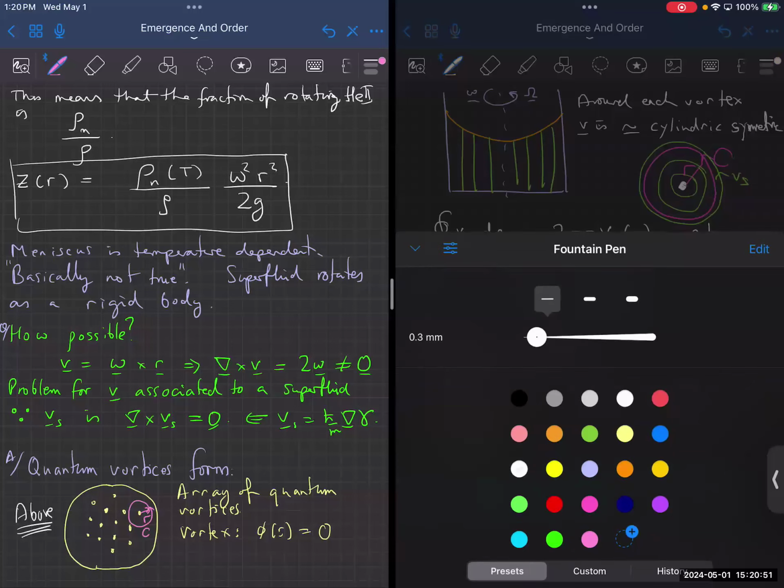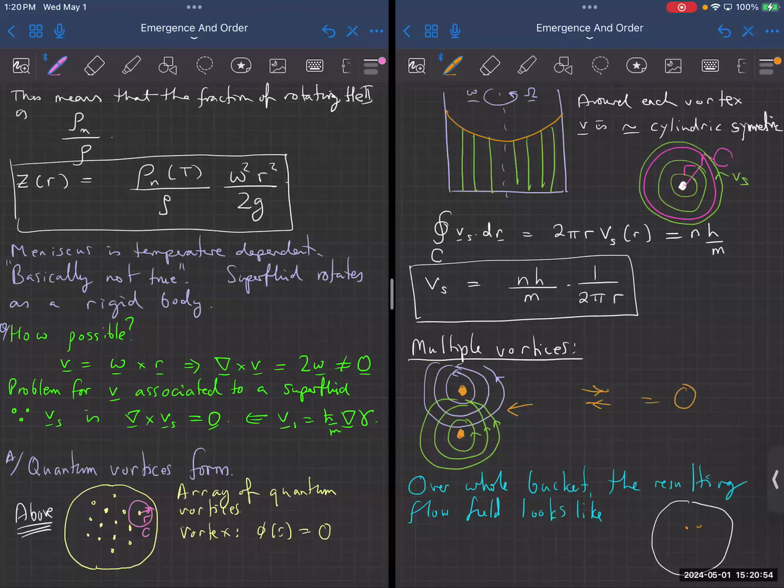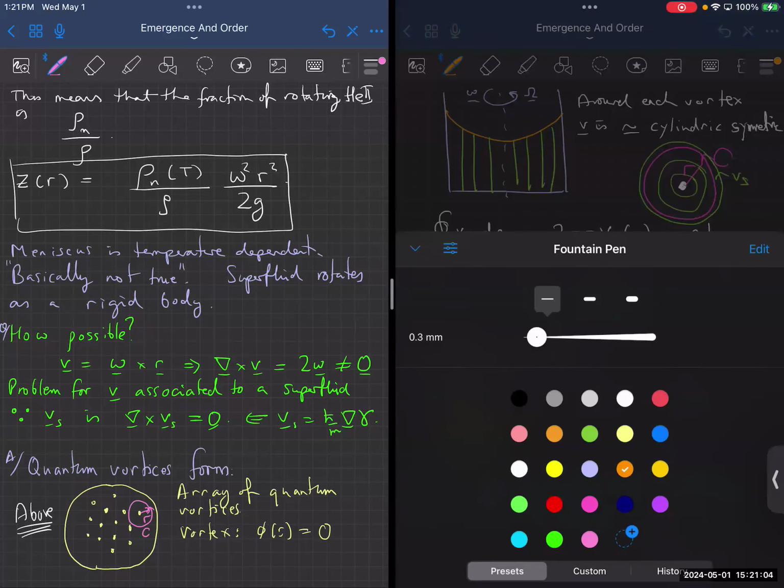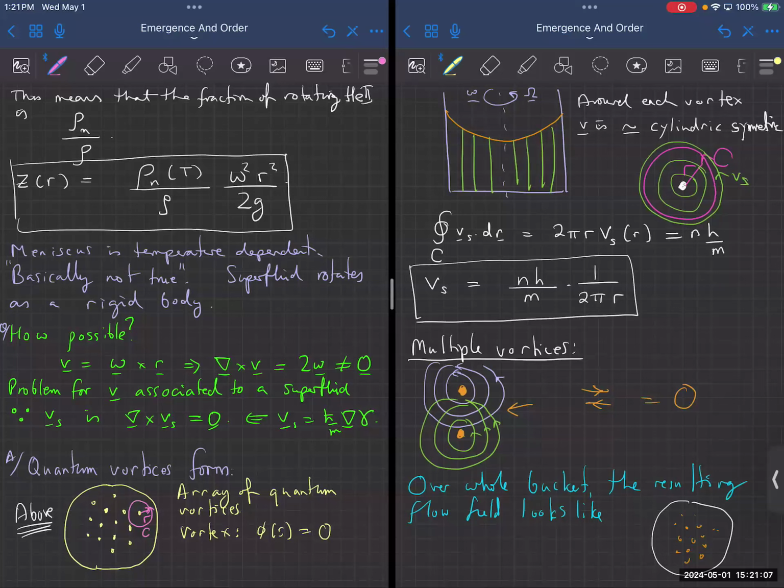So there's my bucket. I've got my vortices in the middle here in some array. It's typically a hexagonal array, something like this. And then the only parts that are going to survive, the middle parts cancel out. And so what I'm going to have left is big velocity fields in this direction, smaller ones in this direction. And so it simulates rigid body rotation. Okay, so that's the idea of what these quantum vortex lines are doing.